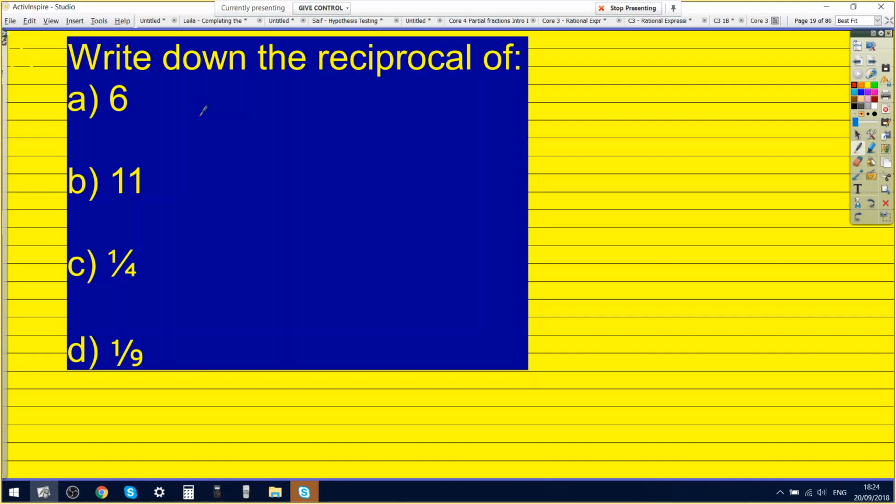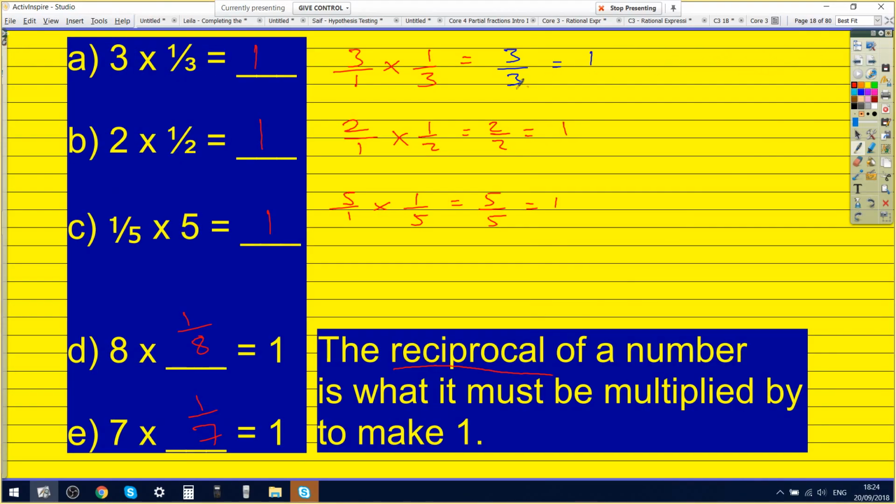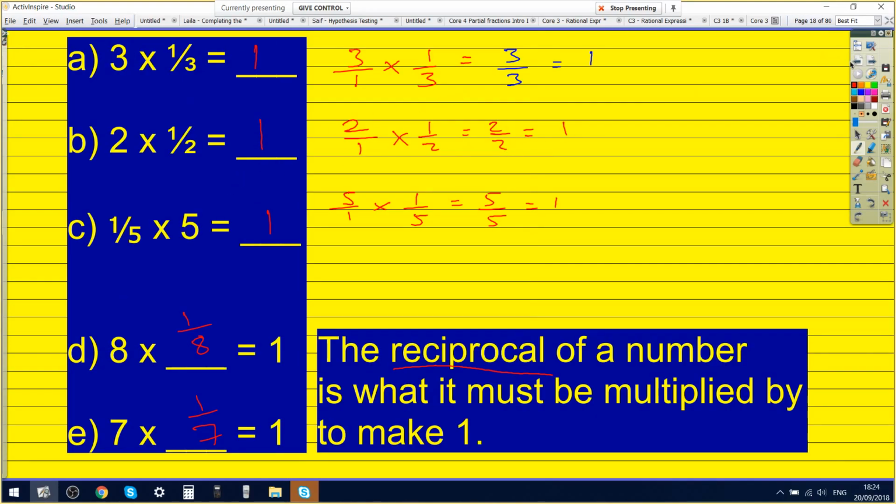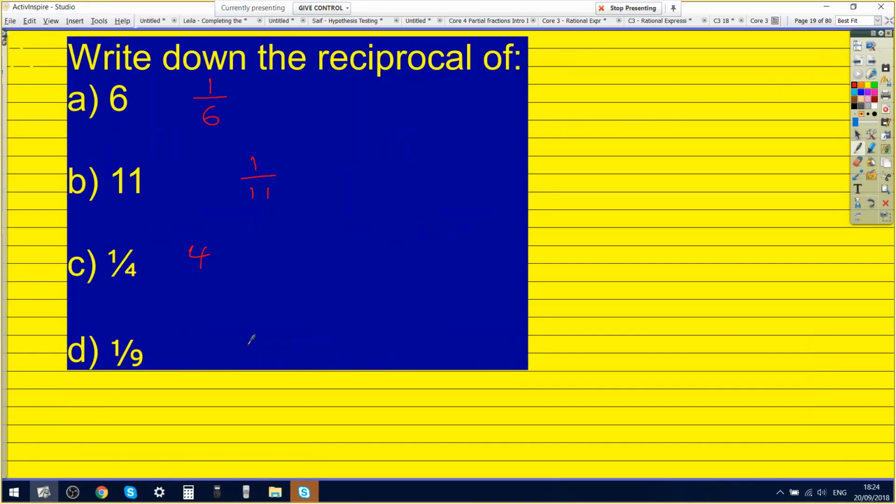Sorry, go back to the last slide. Reciprocal, isn't it? What you would have to times it by to make 1. So the reciprocal of 8 is 1 over 8, reciprocal of 7 is 1 over 7. Okay, I think I get it now. So the first one, would it be 1 over 6? Yeah. Then 1 over 11. Mm-hmm. Would it be 4? Yeah, it's 4. It's just the other one. Yeah. 4 and then 9. Yeah, that's it.